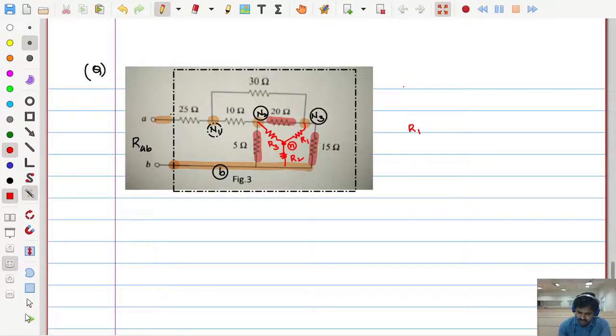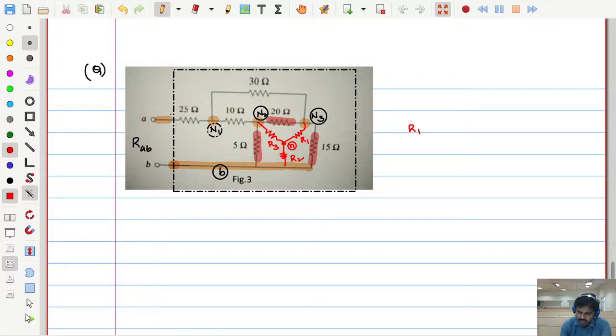So let us take this circuit and identify what are the elements connected in delta. You can see some elements may be connected in star also, no issue. Let us take for the time being, delta configuration is existing. We need to transform that delta configuration into star configuration. That is my motto. Now I have identified this 20 and 5 and 15 are connected in delta.